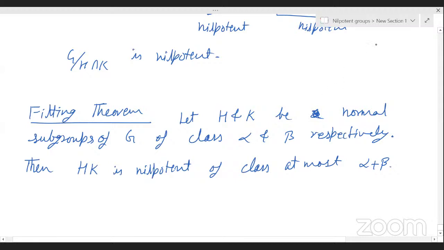You know, if we have a subgroup H and a subgroup K and both are normal, then HK will also be a normal subgroup of G. So what this theorem is saying is that if H is a normal subgroup and K is a normal subgroup and both are nilpotent, then their product will also be nilpotent. And in fact, it is a nilpotent normal subgroup. So this is Fitting's theorem.